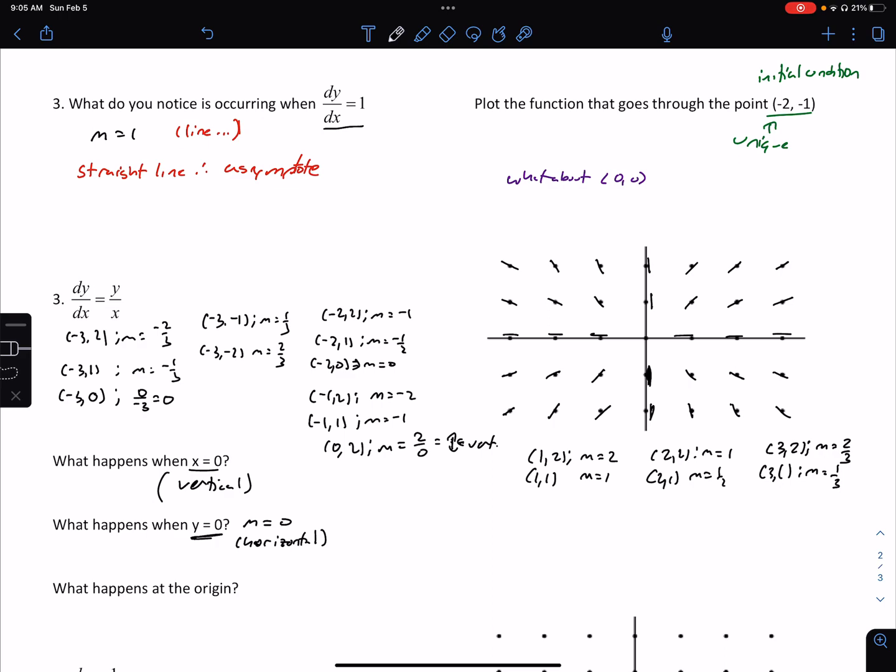So let's see what happens if we want to be at the origin. What if we plugged in 0 over 0? Well, then our slope here would be 0 over 0. You might recall earlier, this is what we call indeterminate. In other words, we don't know. We can't graph anything here. So we don't know what this looks like. It's indeterminate. So put nothing there.